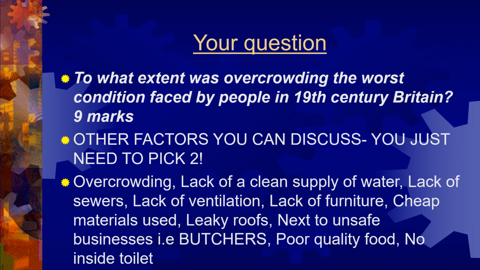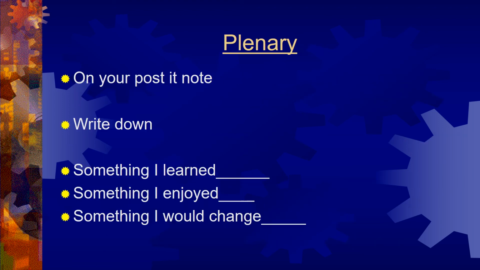Obviously, overcrowding, that is the one already mentioned in the question. You could mention a lack of clean supply of water, a lack of sewers, a lack of ventilation, a lack of furniture, cheap materials being used, leaky roofs, being next to unsafe businesses like butchers, poor quality food, no inside toilet. You can mention any of those other factors. Now use what's on the worksheet to help you to answer this. The worksheet has a structure for you to follow, and if you have any questions, remember you can just ask.